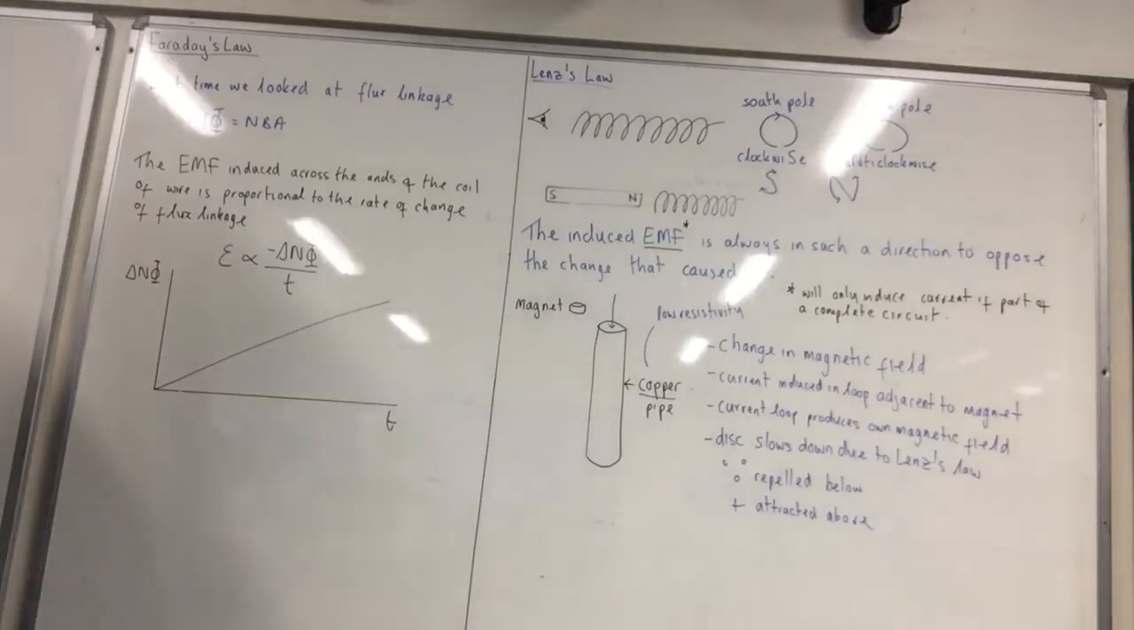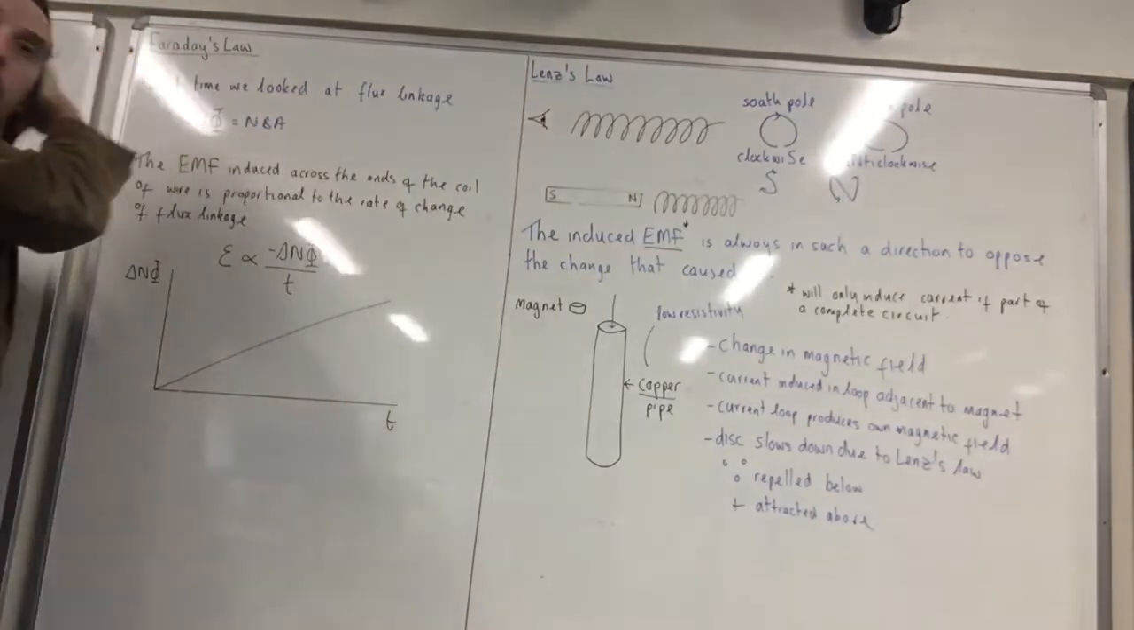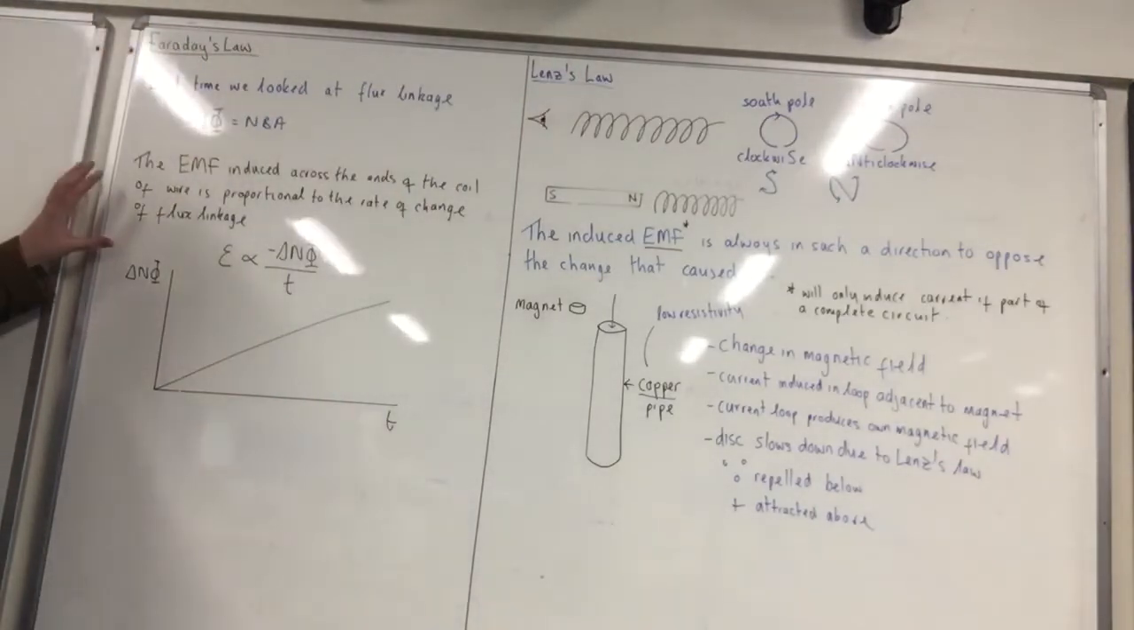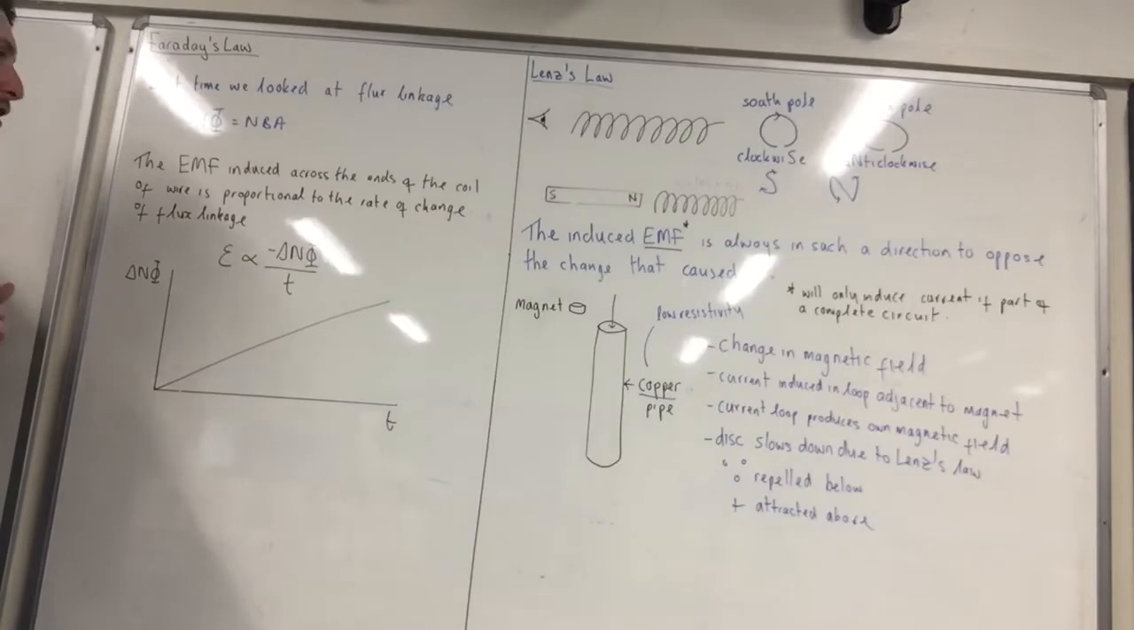Okay, so in A-level physics there are two laws related to magnetic fields that you need to be aware of. There's Faraday's law and there's Lenz's law, both of which represent parts of an A-level where people tend to put the words down wrong, and because of that they start to lose marks. So let's go through it and make sure that we're aware of what both refer to.